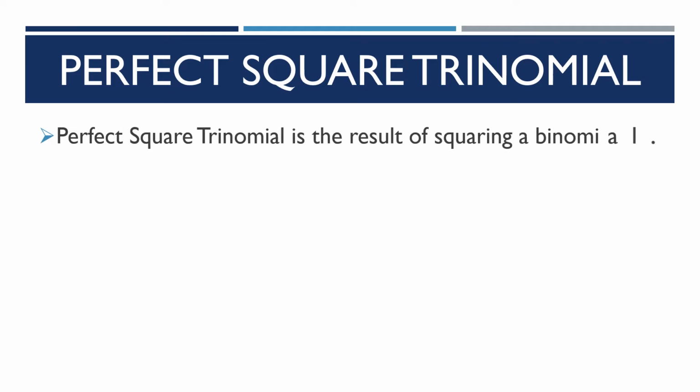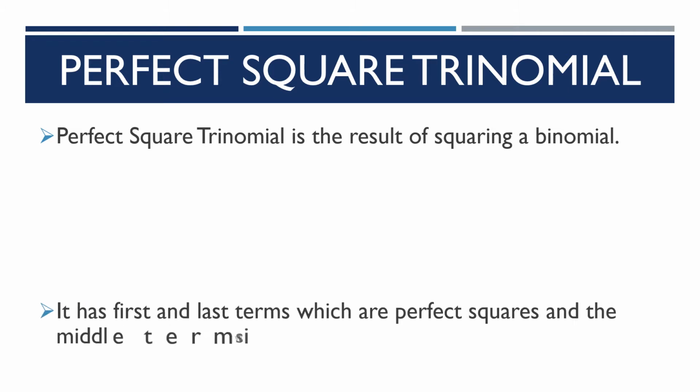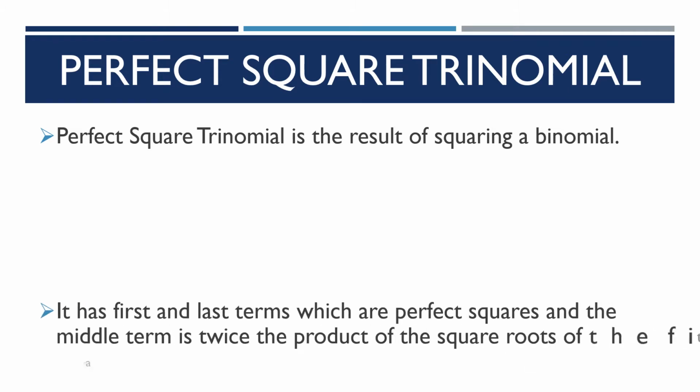First, we have to know what is perfect square trinomial. Perfect square trinomial is the result of squaring a binomial. It has first and last terms, which are perfect squares, and the middle term is twice the product of the first and the last terms.